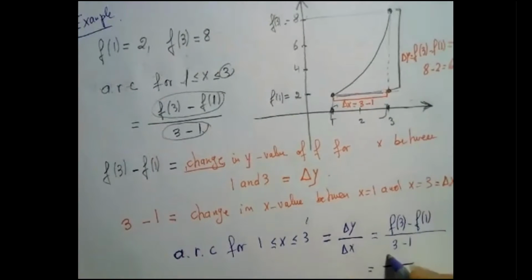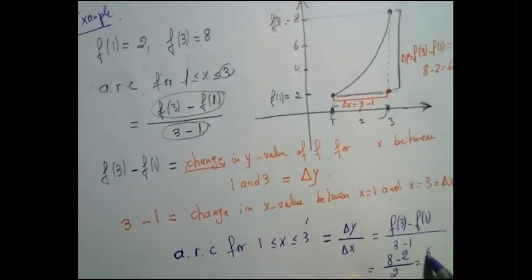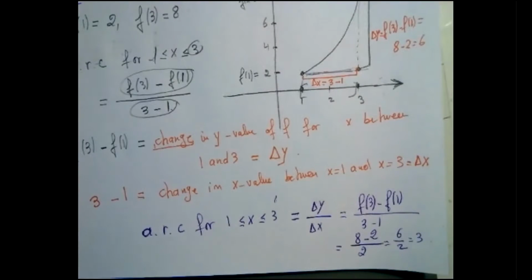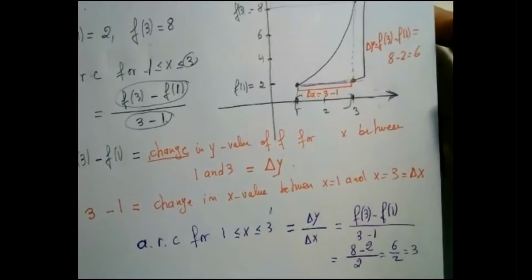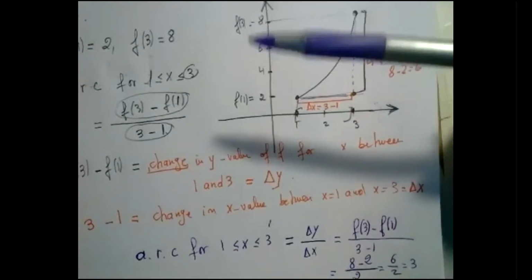Now we compute that. f of 3 is 8. f of 1 is 2. 3 minus 1 is 2. That's 6 over 2, which is equal to 3 in my particular scenario. Okay, so the most important idea here is to understand the numerator and the denominator.